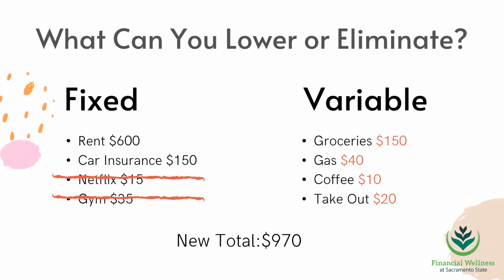So now that you have a list of all of your tracked expenses, you can take a look at them and see what you can eliminate if it's fixed or lower if it's variable. So fixed things you can eliminate. Sometimes you can even lower them by shopping around for different car insurance, or maybe finding a different roommate situation. In this example, they decided they can eliminate their Netflix and gym. And the variable, they set lower goals. So maybe they'll try not to spend so much on groceries, but they're still giving goals for things like coffee and takeout because they know they'll spend money on those things. So their new total set goal here is $970.